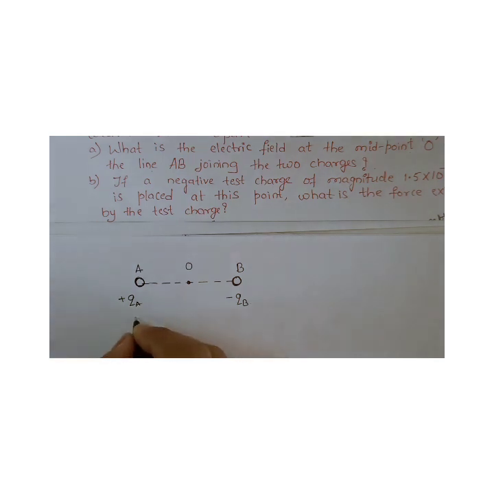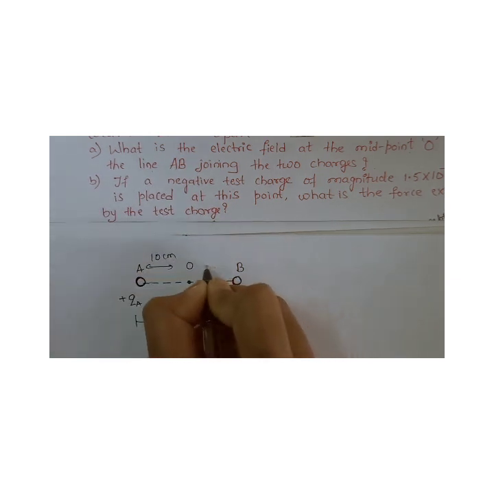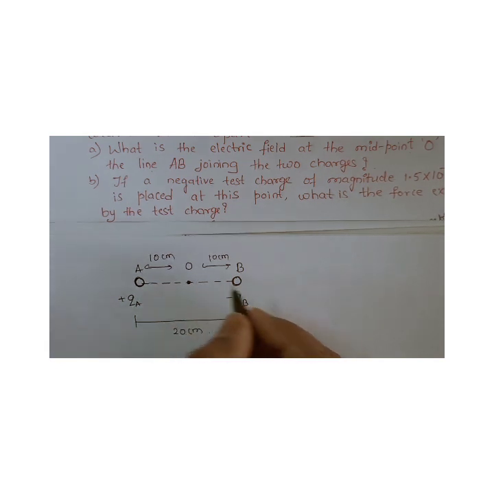The entire length of AB is 20 centimeter. Then what would be AO? Obviously it is 10 centimeter. OB is also 10 centimeter. Now, they are asking you to find the electric field at the midpoint O by the two charges. First you are going to find the electric field due to QA, and then the electric field due to QB.